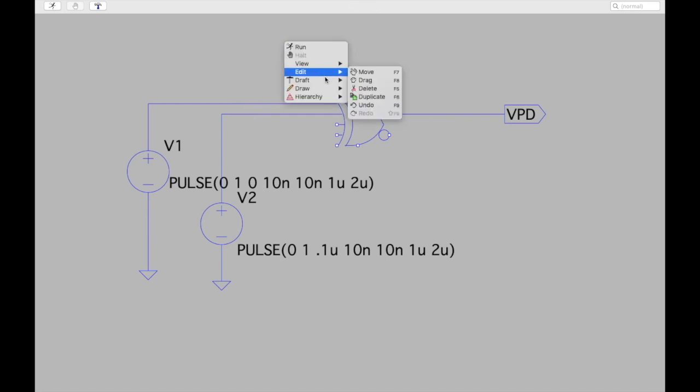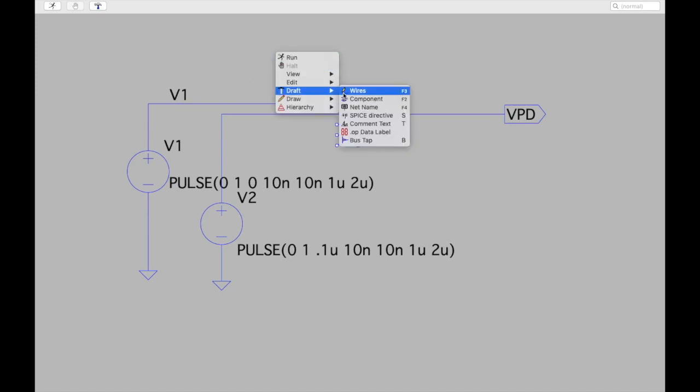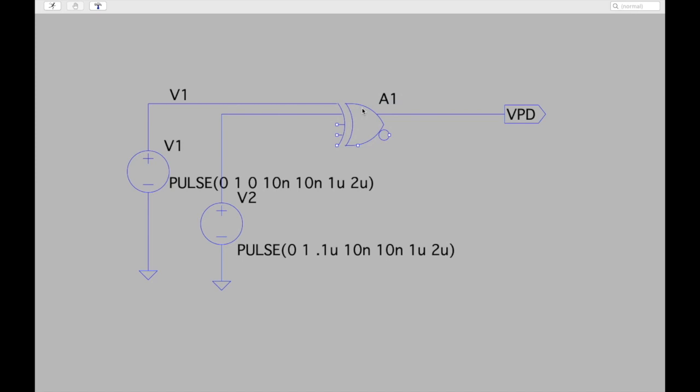So again, right click and draft, net name as V1. Okay, and this as draft, net name as V2. Okay, so yeah, this is V1, V2. Okay, so I'm almost done.